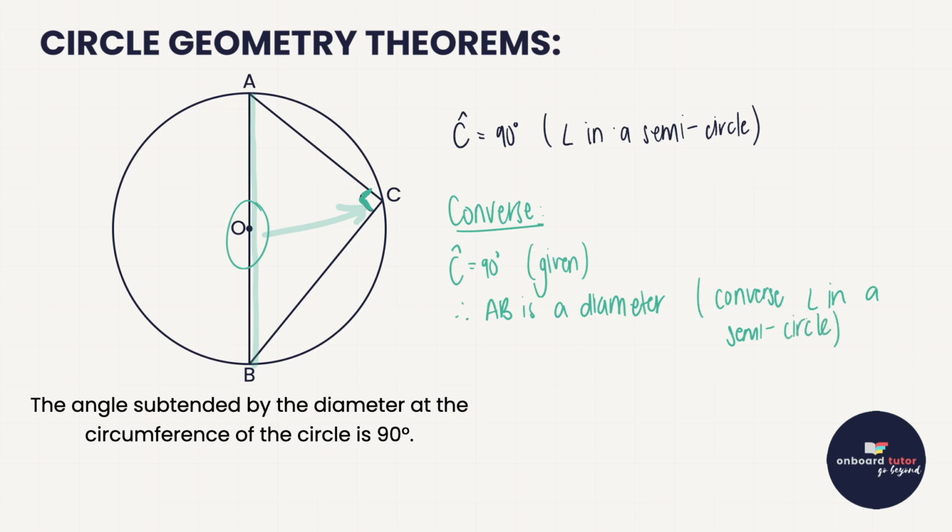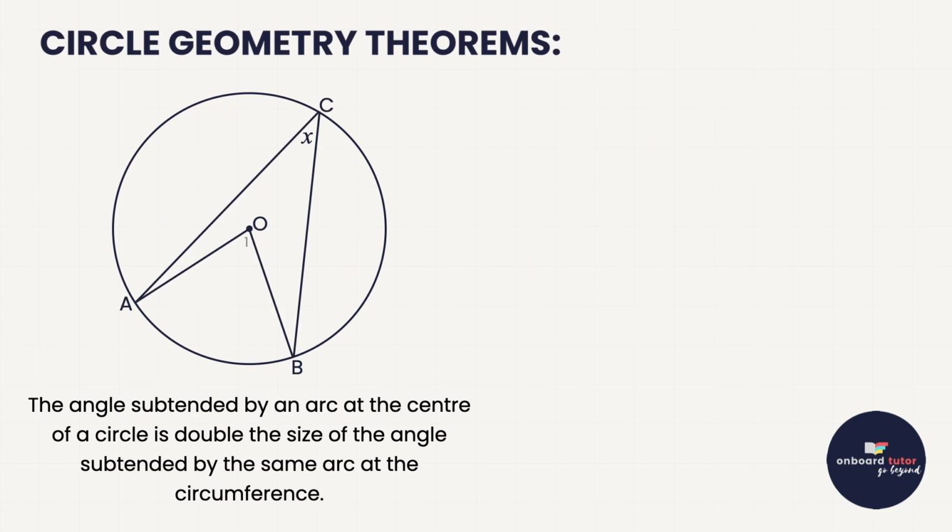Okay, so then you just tell them, I'm working backwards. Our next theorem goes like this. The angle subtended by an arc, let's quickly check. An arc is basically a portion of the circumference of a circle. So there's an arc. The angle subtended by an arc at the center, okay, so there, that's the center angle, is equal to double the size of the angle subtended by the same arc at the circumference.